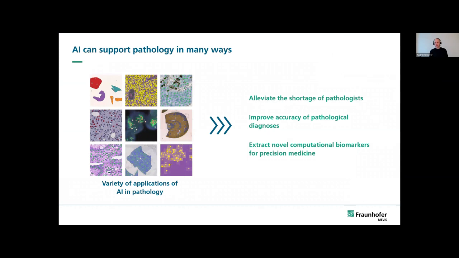As you've probably heard in previous talks in the seminar series, there's a wide variety of applications of AI in pathology. By automating common diagnostic tasks like detecting cells or finding rare tissue patterns, AI can help to alleviate the growing shortage of pathologists and improve the accuracy of pathological diagnoses. AI has also shown great potential for extracting novel computational biomarkers from pathology images for precision medicine.